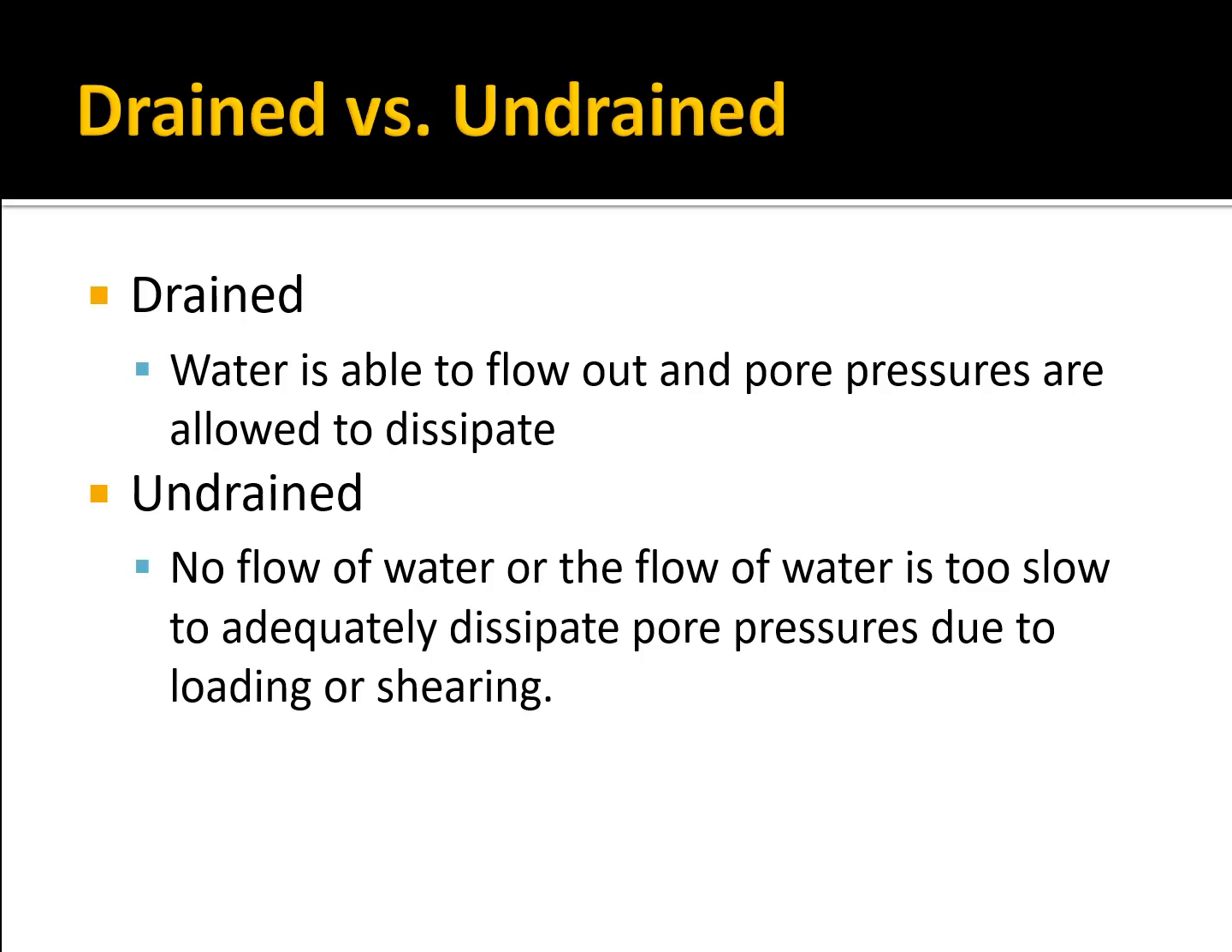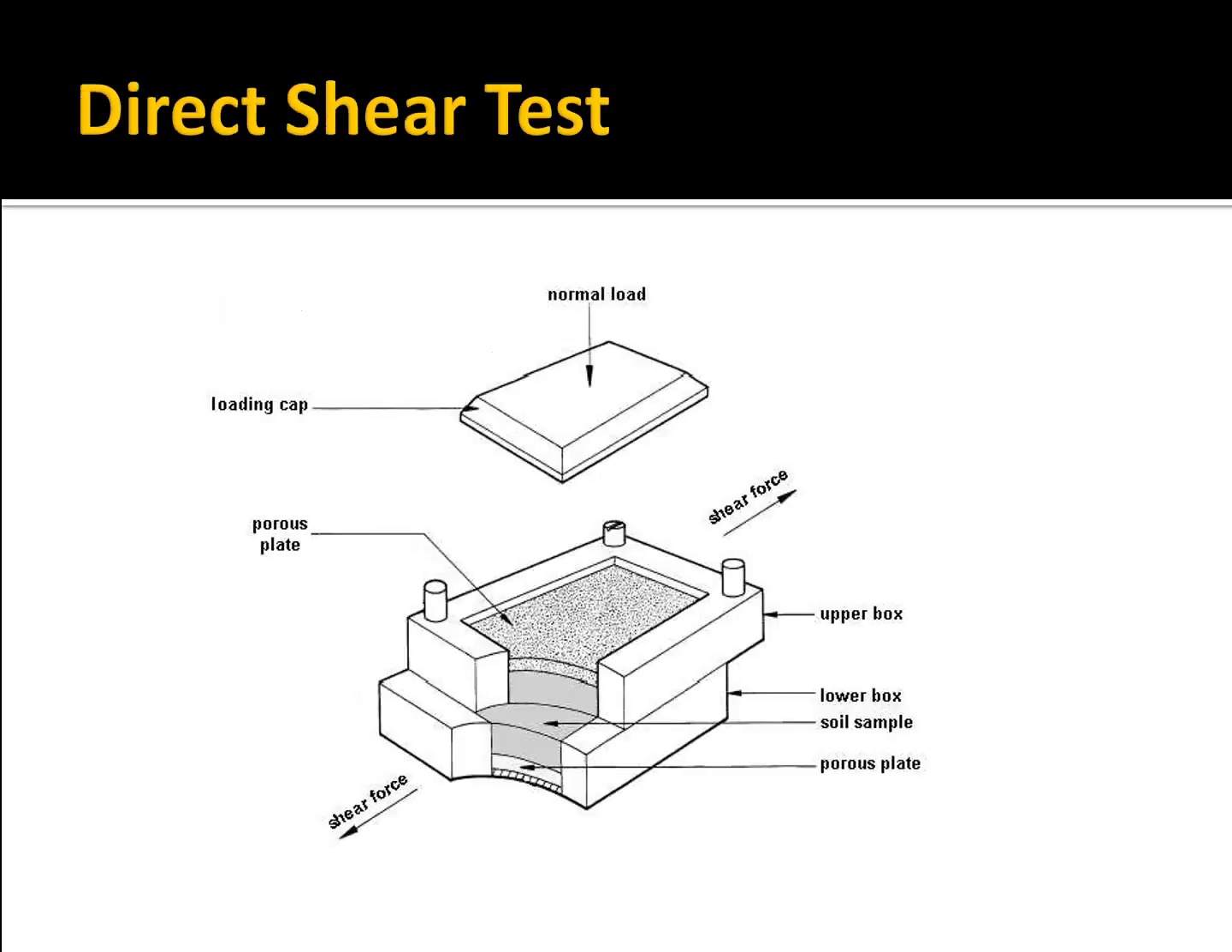Another really important thing to consider when we do these tests is whether we have drained or undrained conditions. With drained conditions, water is able to freely flow out, and the pore pressures are allowed to dissipate. Why would there be pore pressures? When you apply this normal load, that causes the pore pressure to increase. And sometimes when you shear the soil, that shearing process causes pore pressures to change along that interface where it's shearing. We'll talk more about that as we go.